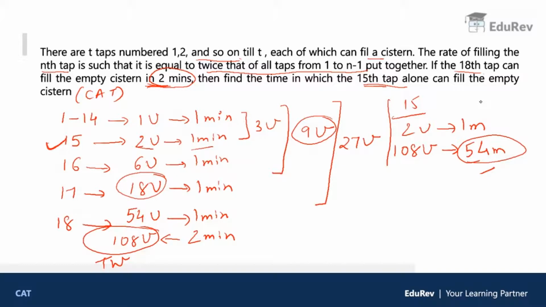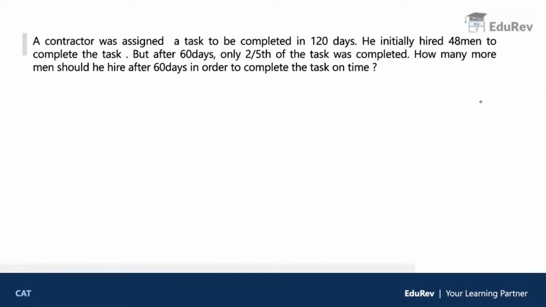So this is how you're going to tackle this problem. It seems to be a very difficult problem, but believe me, if you understand the concept, it's a very simple problem and it hardly takes any time to solve. Now, let's look at the next one.